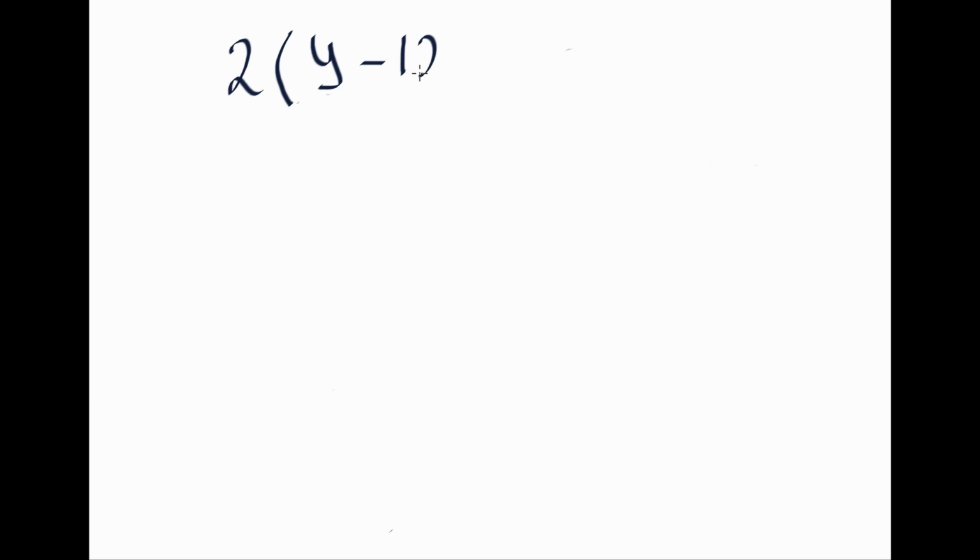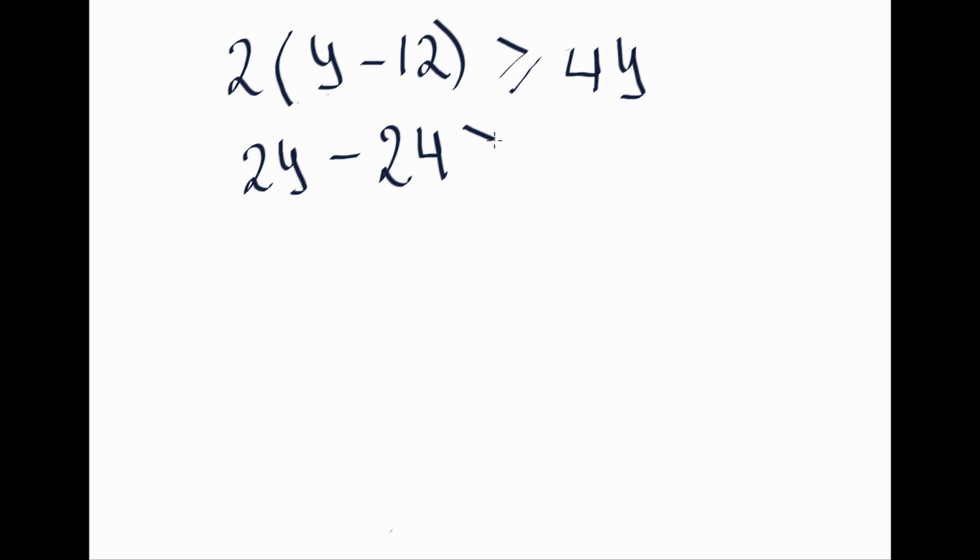Okay, let's do another example for another inequality. We have 2 that multiplies y minus 12, and that's greater or equal to 4y. So first of all, we need to get rid of the parentheses. So this is 2 times y is 2y, and then positive times negative is negative. 2 times 12 is 24, and then this is greater or equal to 4y.